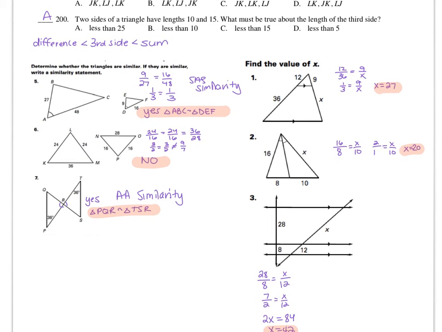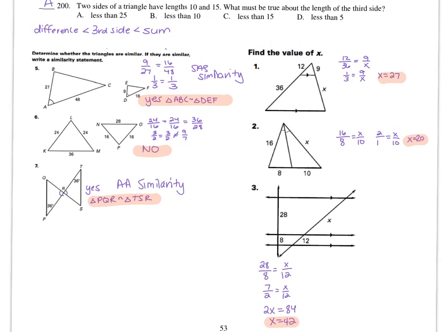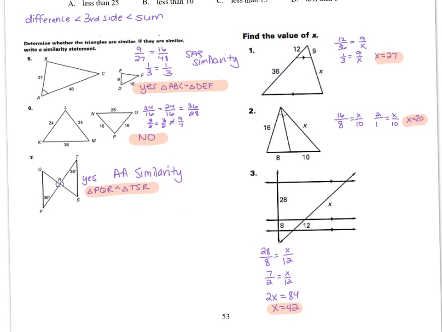And then all this stuff is from chapter 6, the last chapter. So you need to know side angle side similarity, side side side similarity, angle angle similarity. And you need to know your proportionality theorems, which is on the right. If you've got two parallel lines, then it divides the sides proportionally. If you've got an angle bisector, it divides it proportionally. And then 3 parallel lines and 2 transversals is number 3.